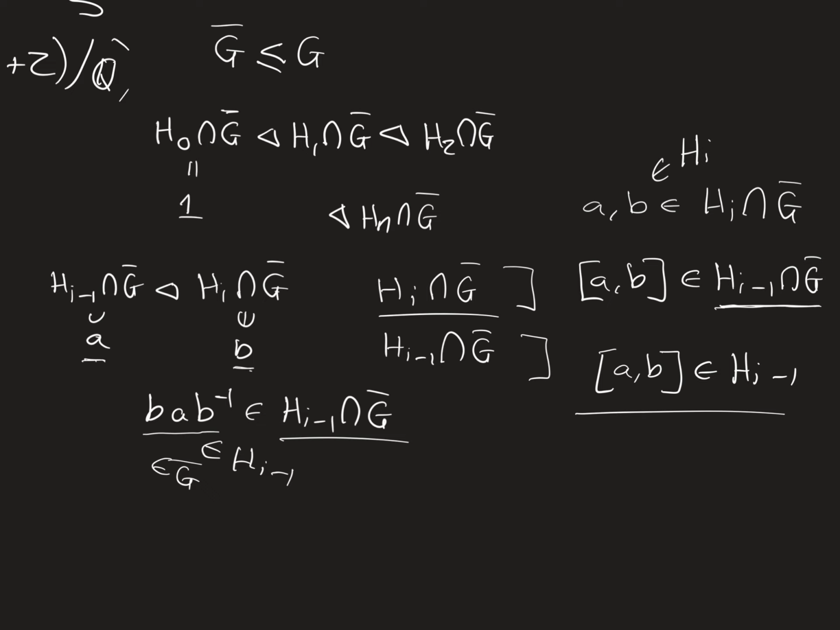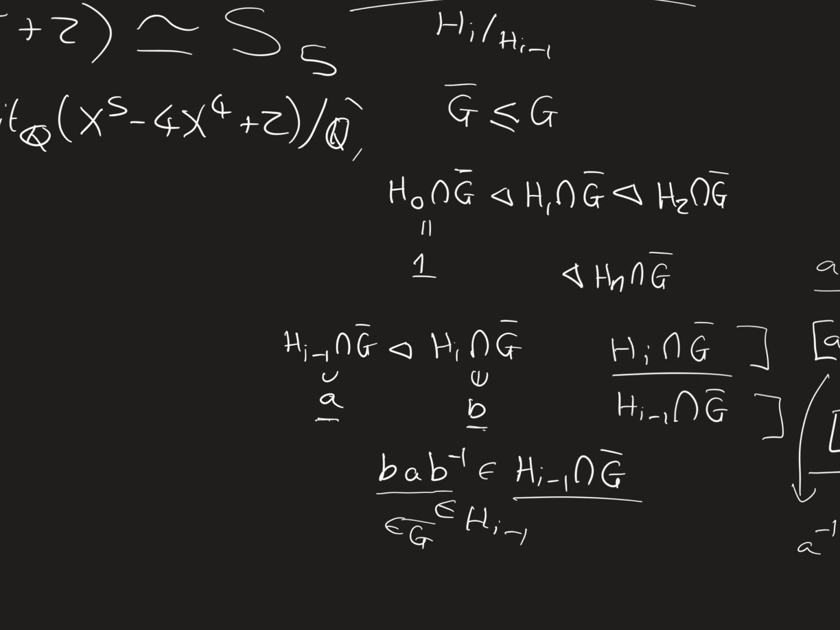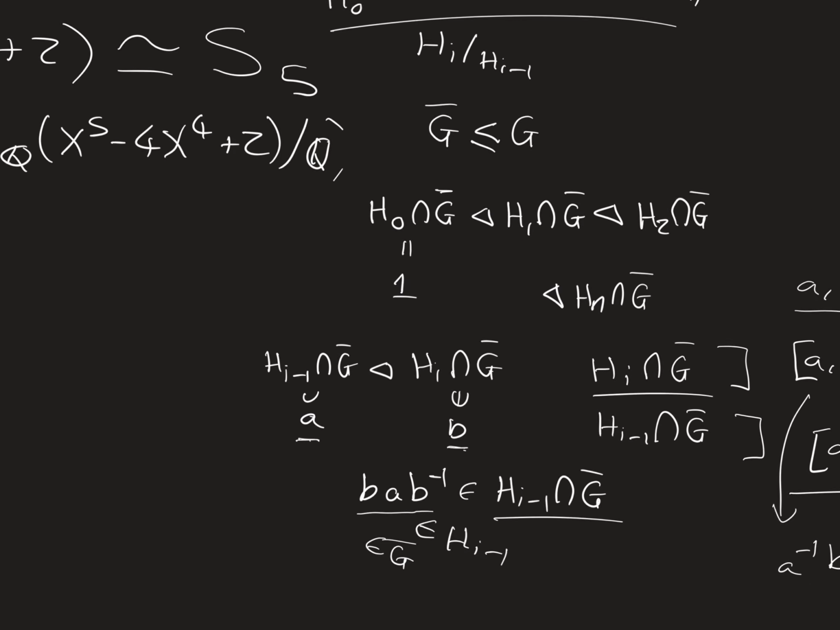Also, because both of them are elements of Ḡ, because they're in that intersection, write out the definition of what the commutator of A and B is. It's A inverse B inverse AB. So if A and B have to be in Ḡ, A inverse and B inverse have to be in Ḡ, and therefore the composition of all these elements has to be in Ḡ. Therefore, the commutator is also in Ḡ, ergo it's in H_{i-1} intersect Ḡ. So there we go. That's how we can simply prove that these quotients are abelian.